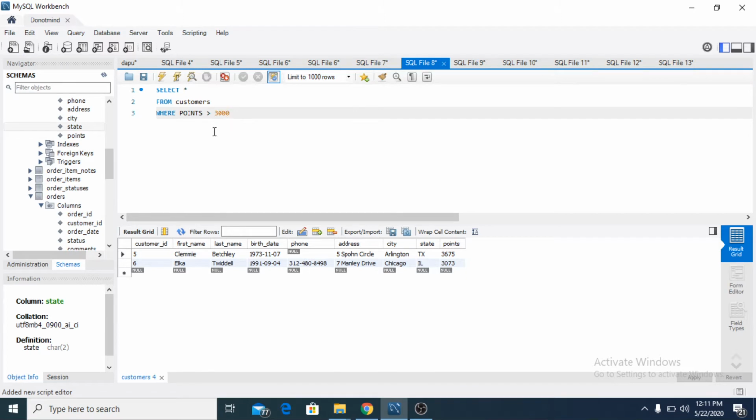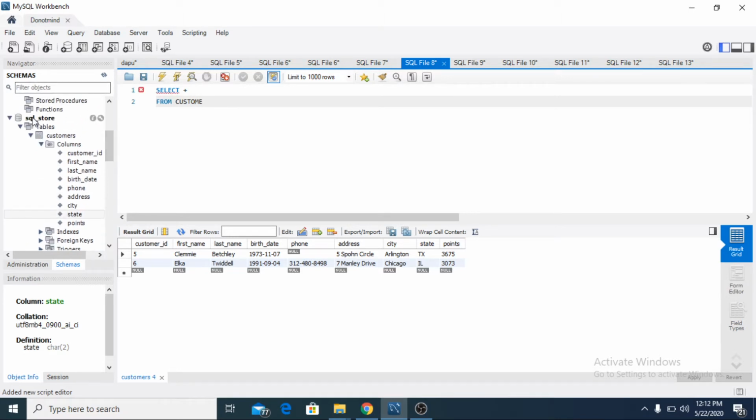Okay, from here we will do our programming. First of all, let's select one of the files. I think we want to select from customers. So where are the customers? Let's find the customers. Inside the SQL store, we can find the customers. We can write from customers, then press enter. For example, in the customers, we want the points greater than 3000, where points is greater than 3000. So like this we can do.